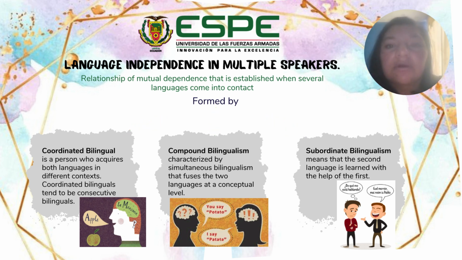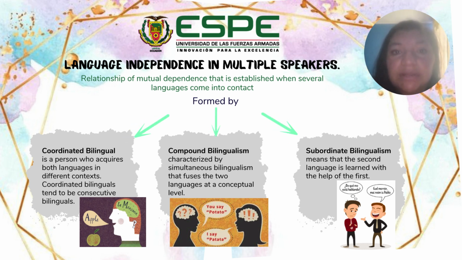The other is composite bilinguals. Characterized as simultaneous bilinguals in early childhood, before the age of 3. It merges the two languages at the concept level. This means that they have only one representation, which is supported by a series of empirical studies.